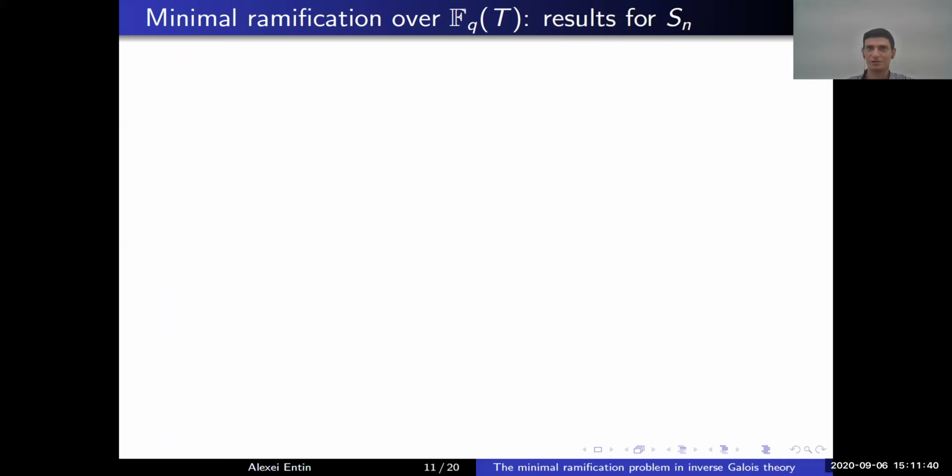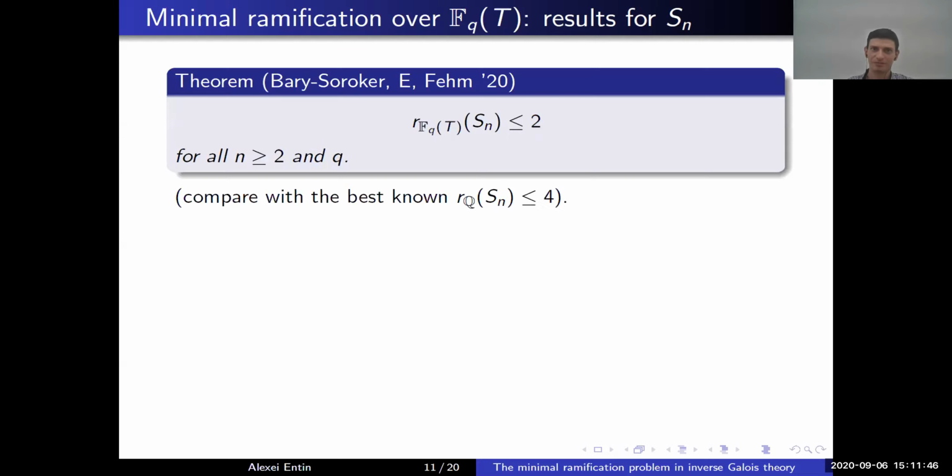Now the more interesting results are the results for the symmetric and alternating groups. So for the symmetric groups, first of all, we showed that we can always realize Sn with at most 2 ramified primes, which is almost what we want. The conjecture predicts 1. And compare this with what is known over Q, which is just 4.